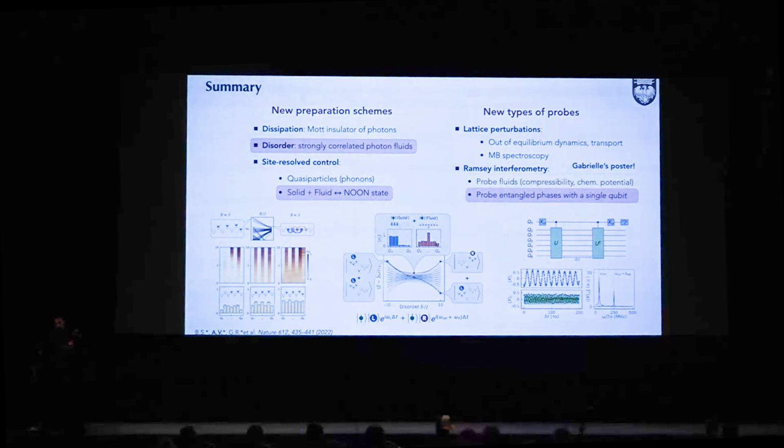So with that, let me just summarize. I presented some new preparation techniques and new types of probes. In our Hubbard model, we're hoping that as we scale the complexity of our system by going to longer-range tunneling or longer-range interactions, we can probably use these same preparation schemes to look at even more exotic states.